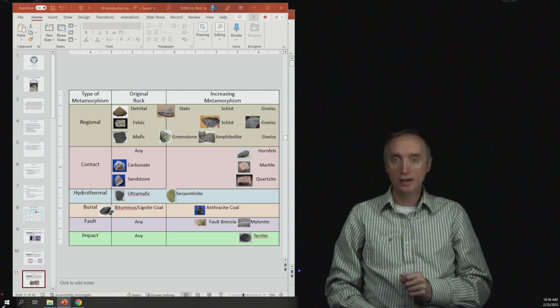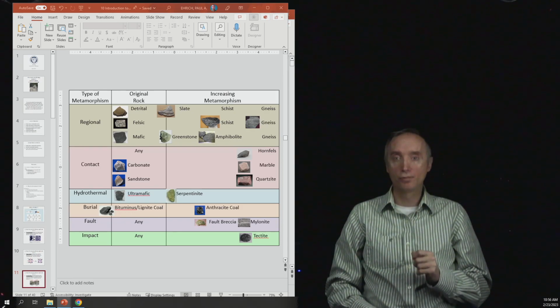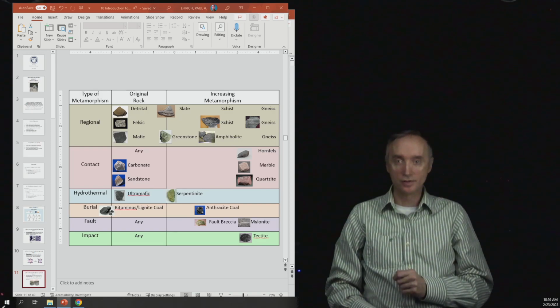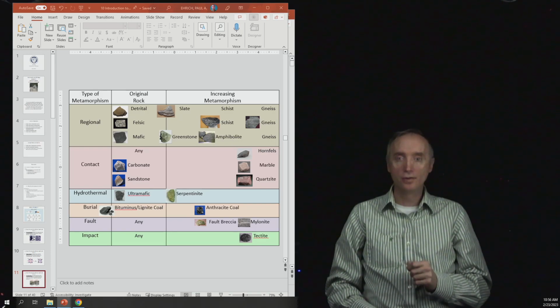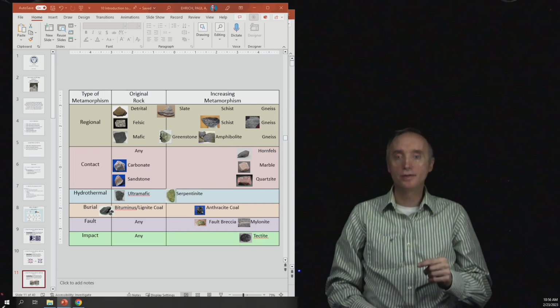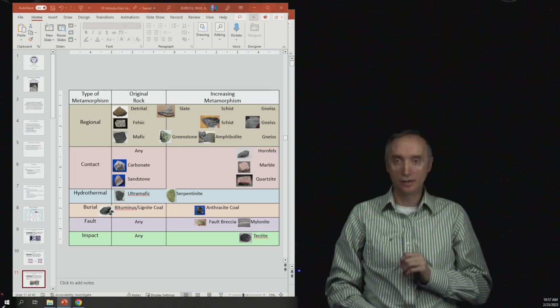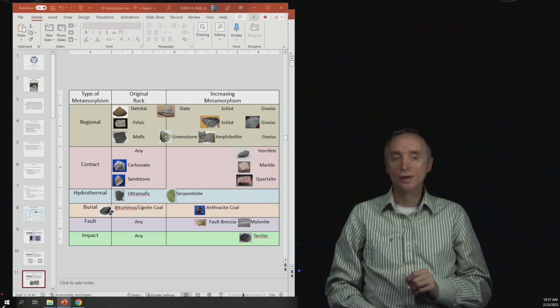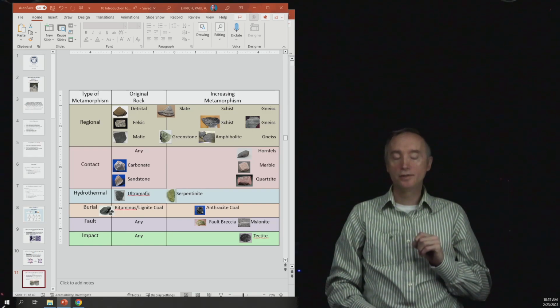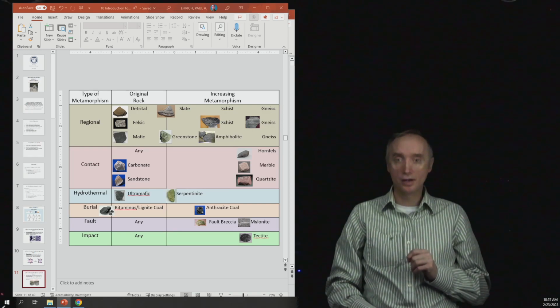So the foliated textures go with the regional metamorphism. And then the other kinds of metamorphism, the contact, the hydrothermal, the burial, the fault, and then the impact, are all going to be examples of non-foliated rocks. Okay, then you also notice that it depends on the mineral content.